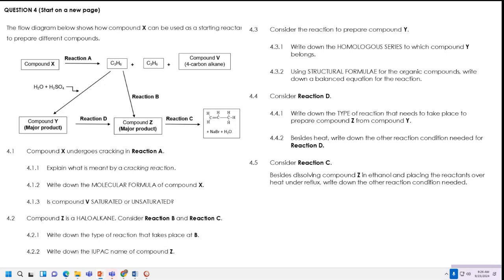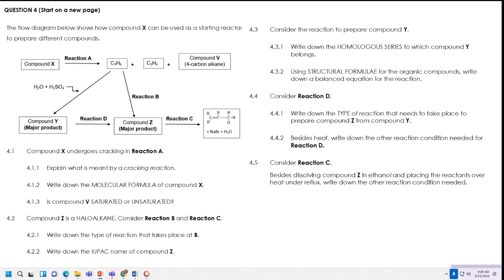You may know from your studies in chemistry that there are two types of cracking. You have thermal cracking, that's when heat or energy is used. And then you have catalytic cracking, where catalysts are used without the catalyst undergoing any part of the reaction. It's just to speed up the reaction. So keep that in mind.